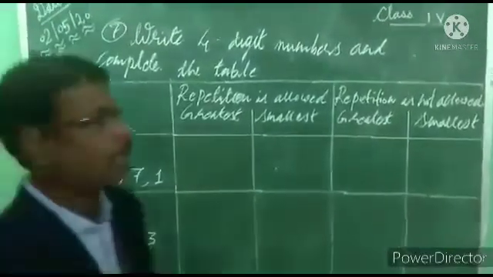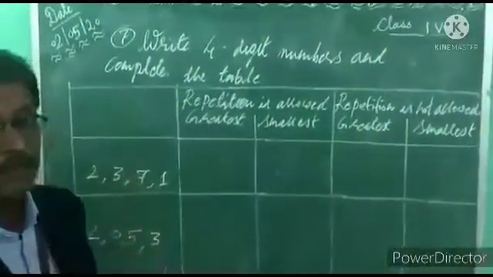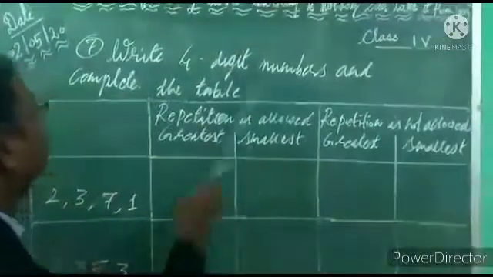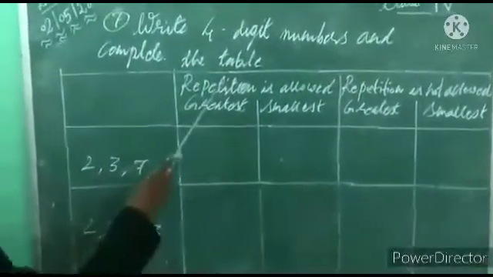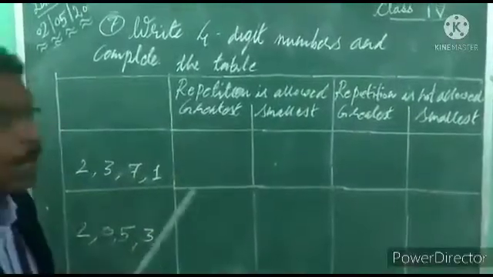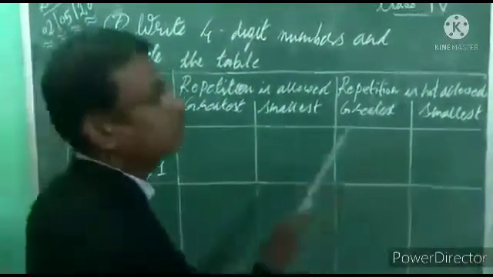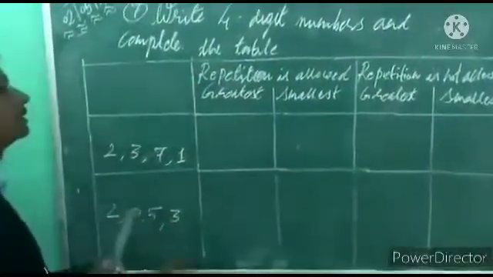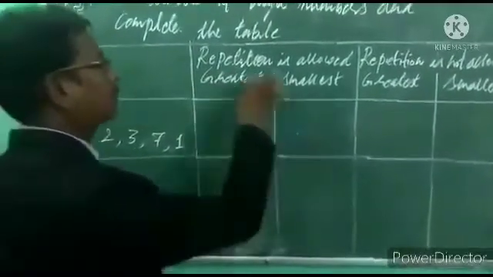Understand? Now the last question we will study. Question number 7. Write a 4-digit number. How many digits do we have to write? A 4-digit number, and complete the table. The table is given here. Here it is written that repetition is allowed. Greatest number, smallest number. Here the condition is that repetition is not allowed.